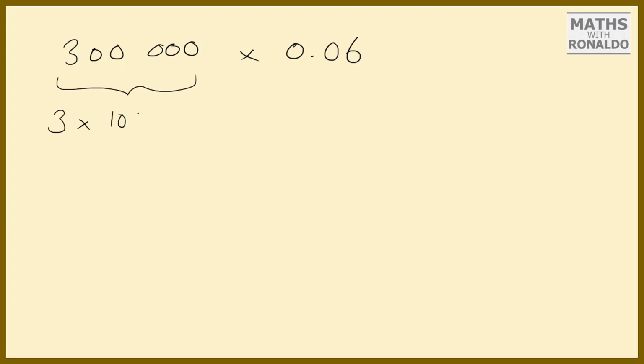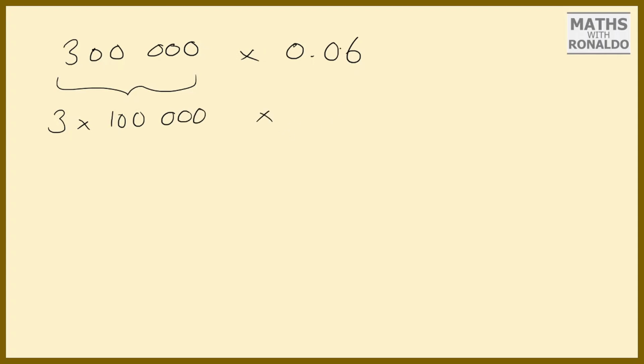Place value is interesting. So if we have 300,000 times 0.06, well, that wouldn't be easy to calculate straight away. Usually you'd look at the place value. The place value can be seen as this. So this 3 represents 100,000. So this thing is the same as 3 times 100,000.